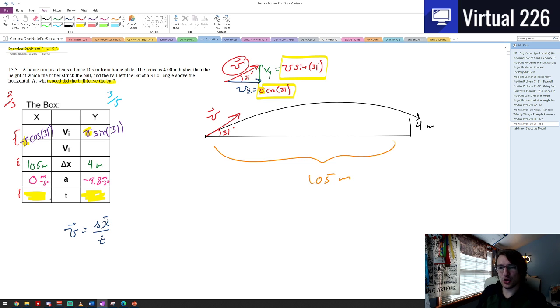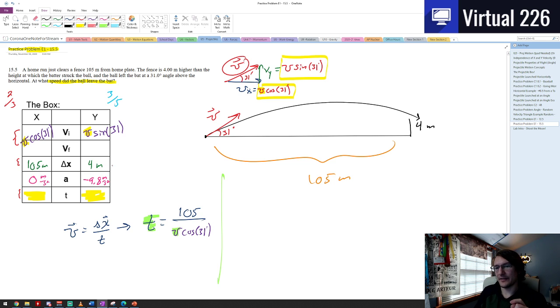And in this case, could I solve for a time here? Sure. If I solve for a time, that's just going to be delta x over v. So in our case, delta x is 105, and our velocity here, well, it's kind of written weird, but it's v times the cosine of 31. Not super helpful at the moment, because I don't have t and I don't have v, so I can't solve for anything. Okay, let's take a look at the y side.